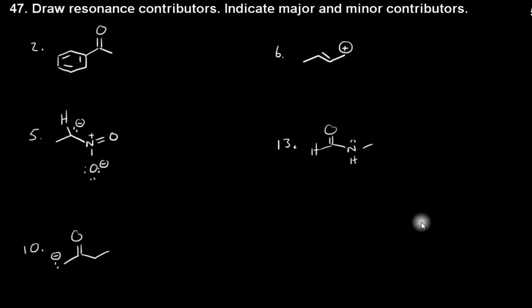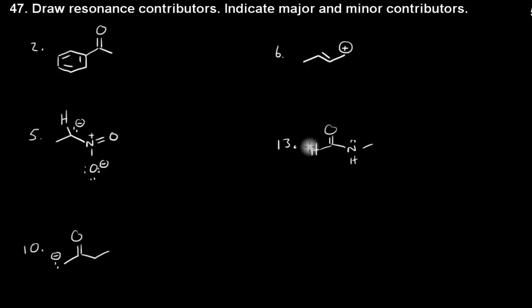Okay, question 47. Draw resonance contributors and indicate major and minor contributors. This is very similar to our first question, question 40, I believe. Yeah, question 40. The only difference is we're trying to say, of the potential resonance forms, which one's the most stable, okay?